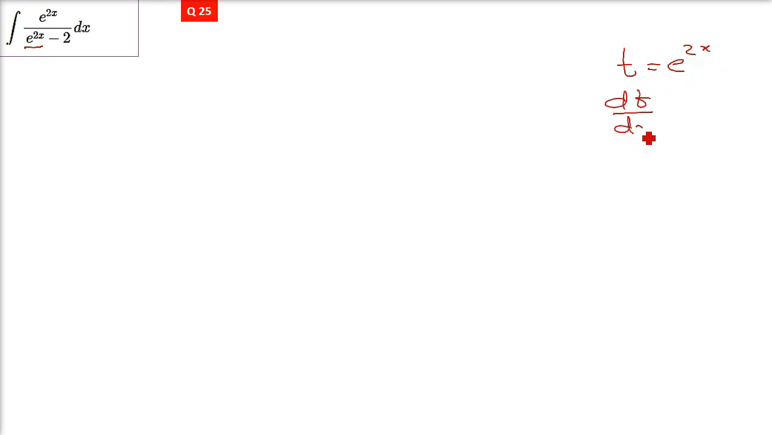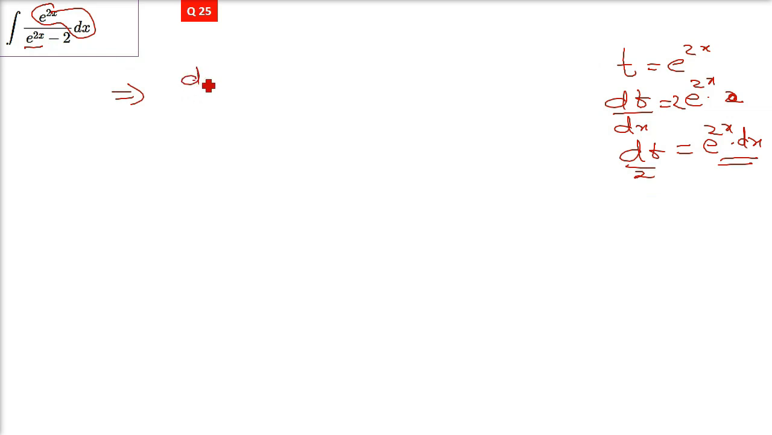And those who want to actually understand, let's do it in a quick manner. T equals e raised 2x, dt by dx will give you e raised 2x, and the differentiation of 2x will be 2. So this is 2 into e raised 2x. In order to replace e raised 2x into dx, we get dt by 2 equals e raised 2x into dx. So the upper content we already got. Let us replace it by dt by 2.